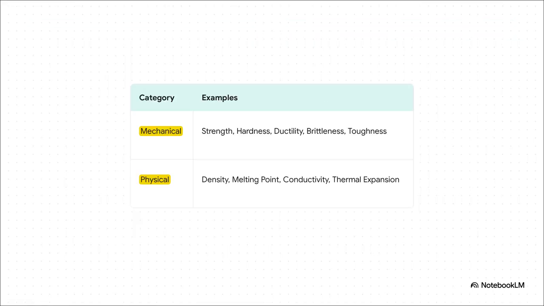Now, engineers like to keep things organized, so they basically split these personalities into two big groups. You've got mechanical properties, that's stuff like strength and ductility, which describe how a material handles being pushed, pulled, or twisted. Then you have physical properties, like density or melting point, which are more about its basic inherent nature. Simple rule of thumb, if you're applying a force, it's probably mechanical.